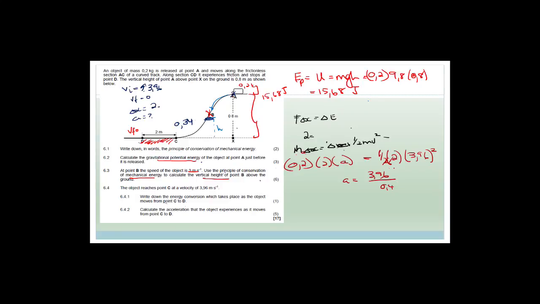Please note that this was squared. Okay, the 2's cancel, the 1's, okay. Right, so therefore we can pop that in our calculator and we can say 3.96 squared divided by 0.4, which gives us an acceleration of 39.20 meters per second squared. There you go.